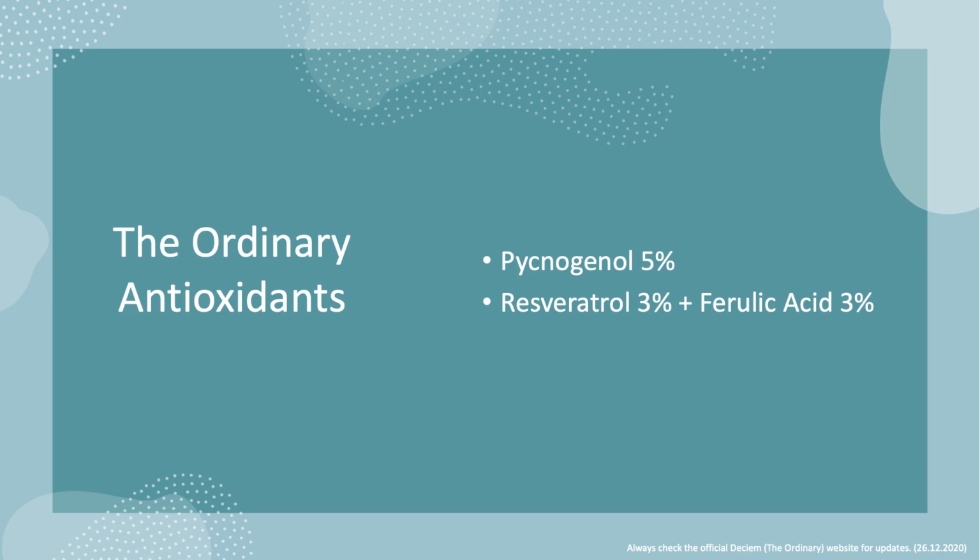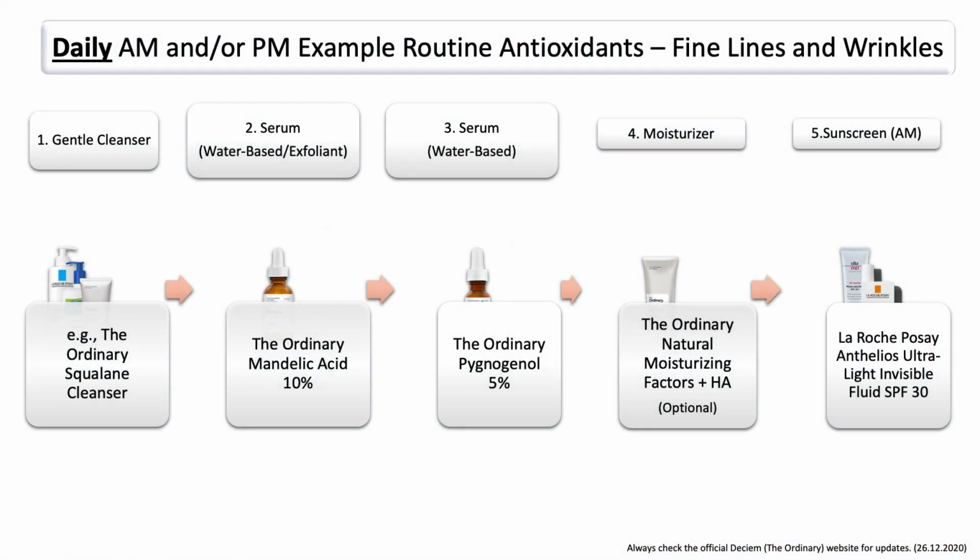Then you also have the Ordinary Antioxidants category, which in this case includes only pycnogenol and resveratrol and ferulic acid. And if you want to use mandelic acid in the same routine when using pycnogenol or the other one, then you also could use it like this. And this mainly also treats anti-aging benefits. Like if you have fine lines, if you have wrinkles, you want to strengthen the elasticity of your skin.